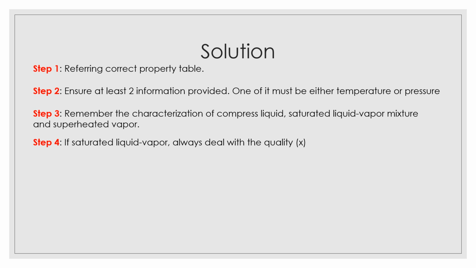And finally, step 4, if saturated liquid vapor mixture, always deal with the quality or X. Knowing that the saturated liquid vapor mixture is in the range of 0 until 1, you need to determine the X by using the formula and or manipulate the formula to obtain the desired value of any specific properties.